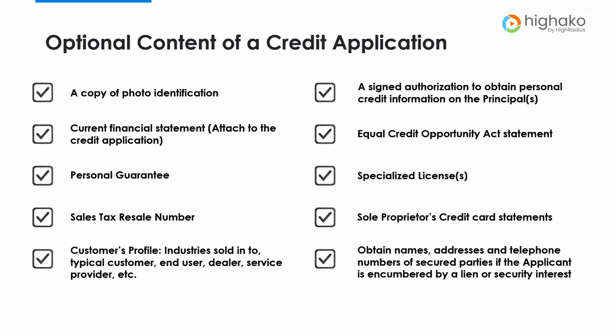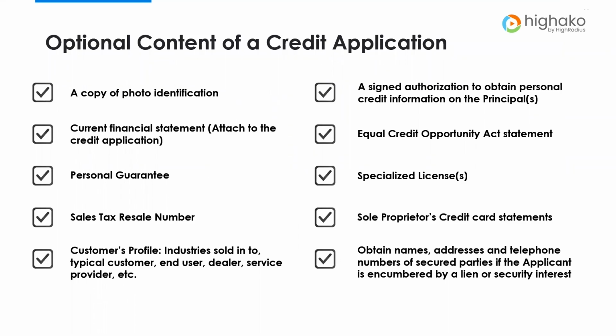You can also, in some cases, get a copy of a photo identification. There are regulations. We'll talk about this a little bit in a few minutes, but particularly now, there's anti-terrorism regulations and so on. You really, in some cases, want to know who you're dealing with. You want that photo ID. You might want financials. Certainly, if it's going to be a high credit line, you may want financials from the company. You may want to add a personal guarantee, the sales tax resale number. Again, basic information that you might want to add to your credit application.